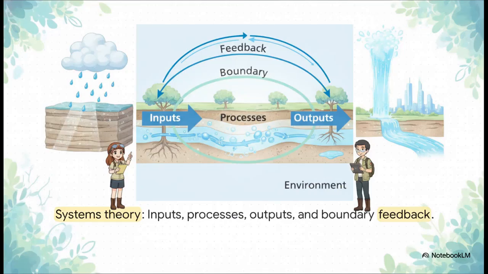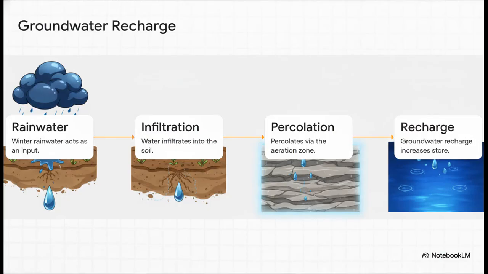To really understand how that water gets down there in the first place, we have to use our systems theory toolkit. We've got to look at this strictly through the lens of inputs, processes, outputs, and the stores themselves. Let's trace a single drop of winter rain to see this whole system in action. That rainwater, that's our initial input. It hits the ground, infiltrates the top layer of soil, and then percolates slowly downwards through the dry rock. That's what we call the aeration zone. Finally, it hits the water table. This triggers groundwater recharge. It's the absolutely crucial process that tops up our underground saturated store for the entire year.